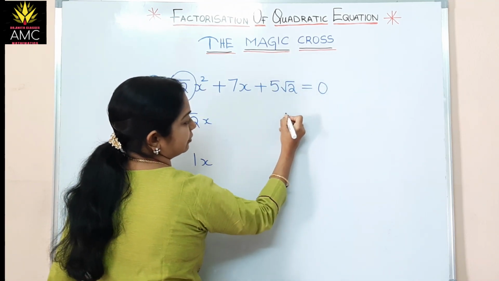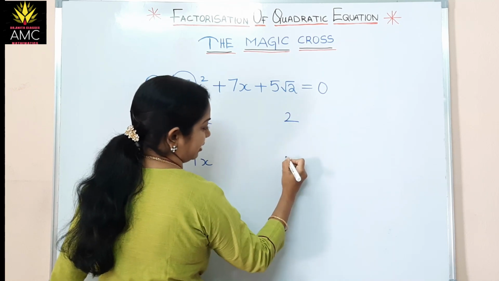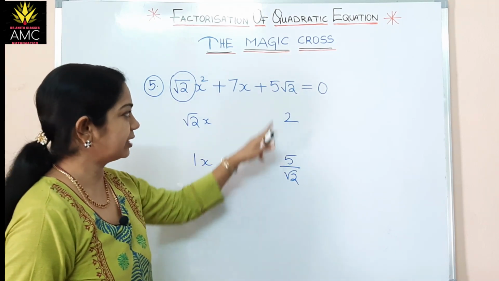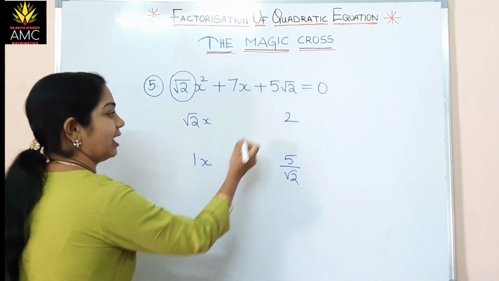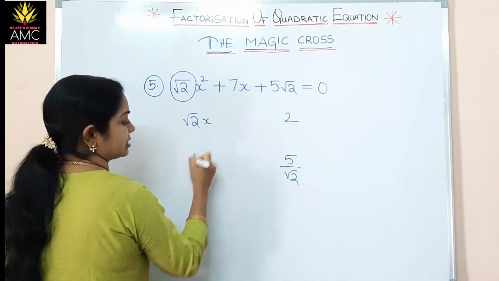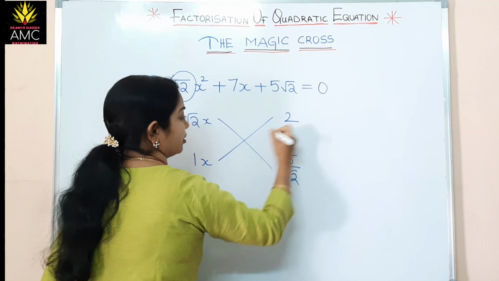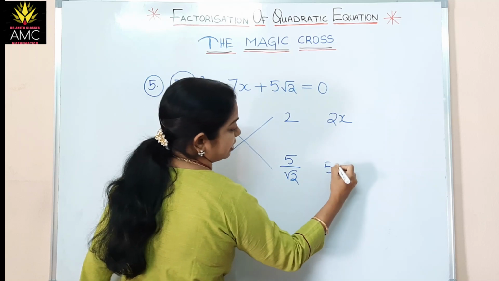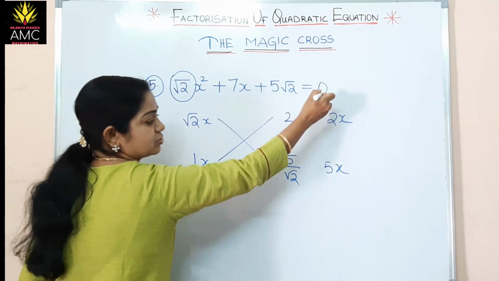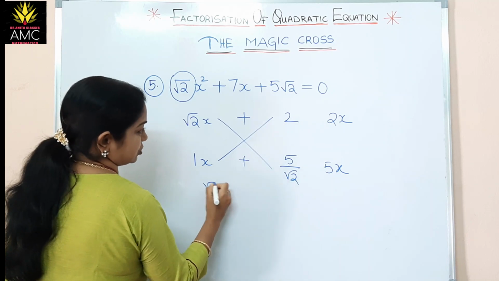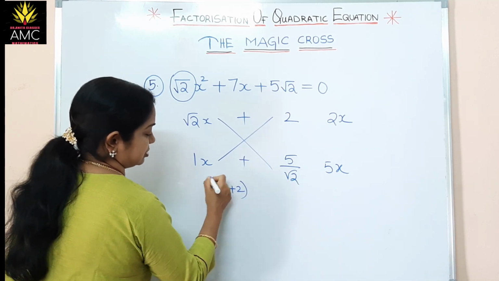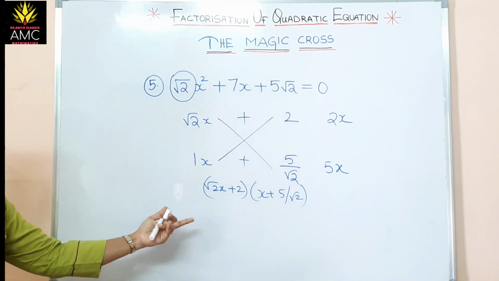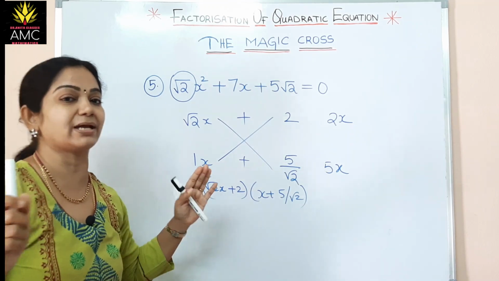Let me explain to you. Now here you can multiply 2 and 5 by root 2. Okay. Now if you multiply these two, you can get 5 root 2, isn't it? So I have taken 2 and 5 by root 2 here, root 2x and 1x. Just magical cross it, it comes to 2x, here cross it, root 2 gets cancelled, that is 5x. Now the center one is 7x, so plus and plus. So we got the answer as root 2x plus 2 and x plus 5 upon root 2 are the factors, right? Hope you have understood this magical cross method.